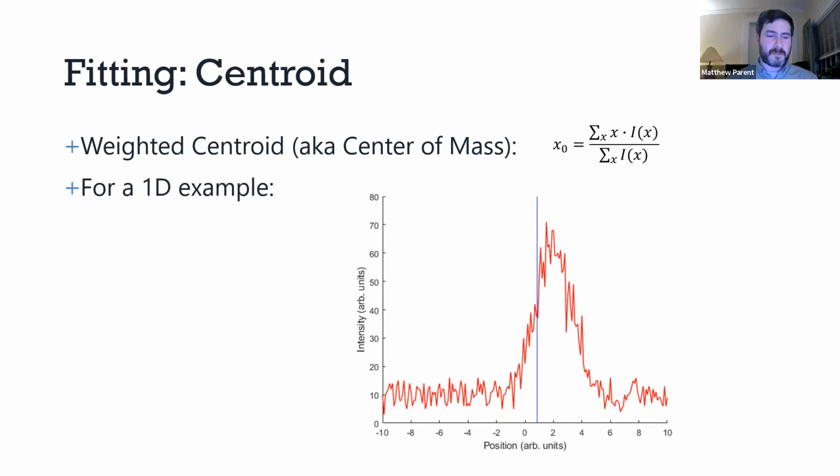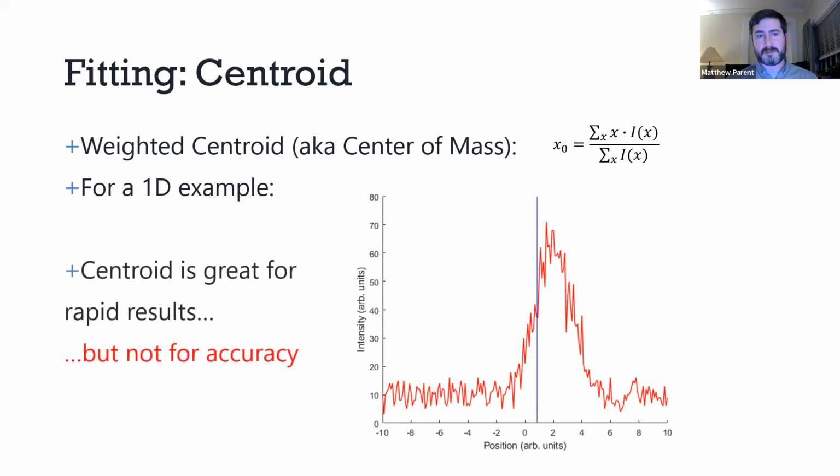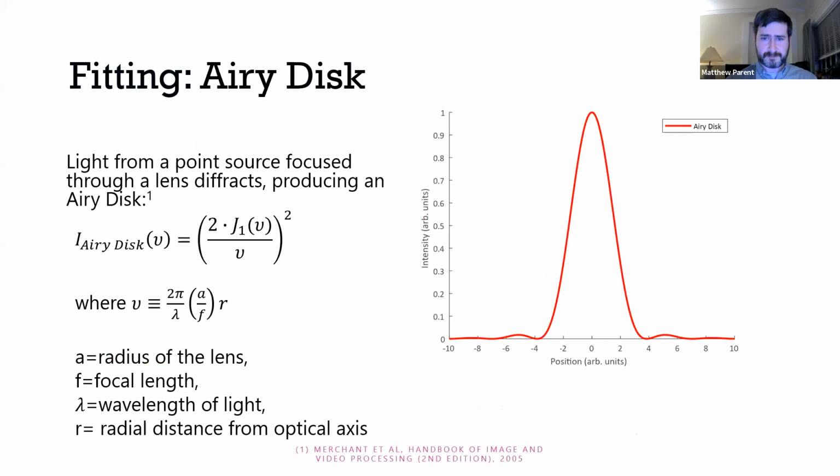And so centroids are really fast to calculate, but they're terrible for accuracy. So you definitely don't want to use them or publish results using centroid fits. They're really not that great. They're just sort of a first guess or a first approximation. What we want to do instead is try to find something that can fit our actual point spread functions.